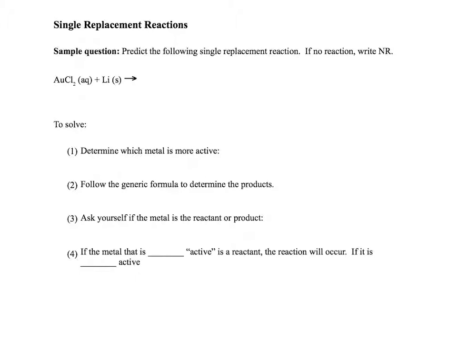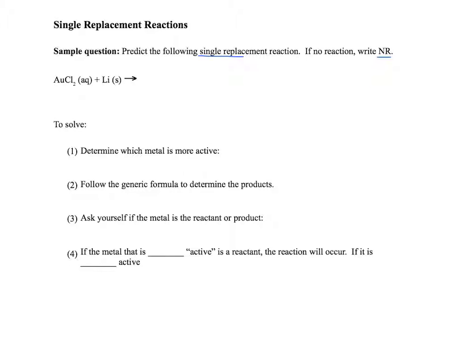Today we're going to be talking about single replacement reactions, and specifically we're going to take a look at this reaction here. We're going to predict the following single replacement reaction, okay? And if there is no reaction, we'll write NR for no reaction. So you'll notice that we have AuCl2 aqueous plus Li, so gold chloride plus lithium solid.